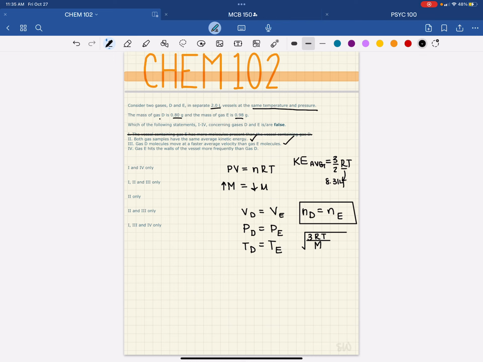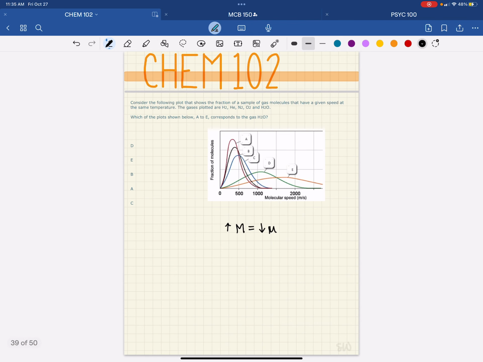Statement 4: gas E hits the walls of the vessel more frequently than gas D. We just established that gas D moves faster than gas E. So gas E cannot hit the walls more frequently if it is moving slower. So 4 is also false, which gives us 1 and 4 as our answer.